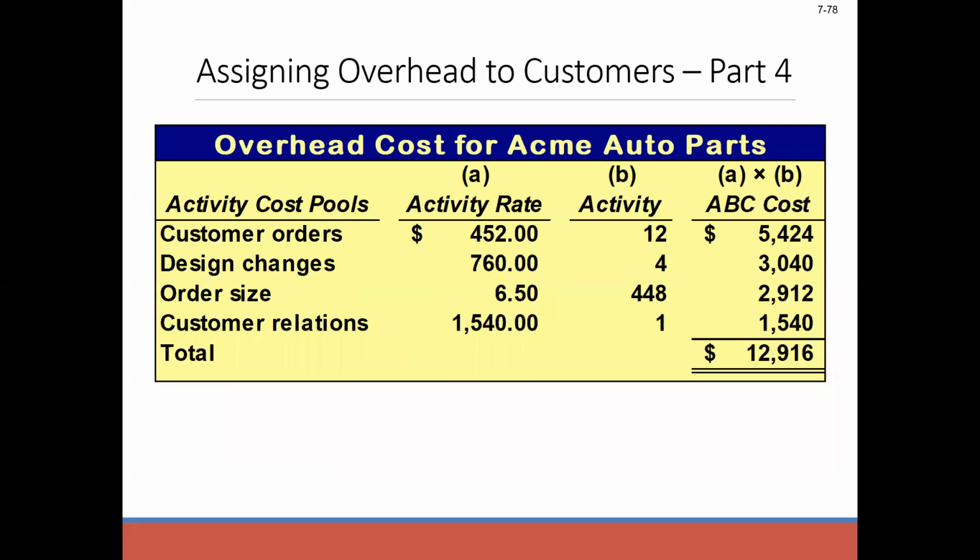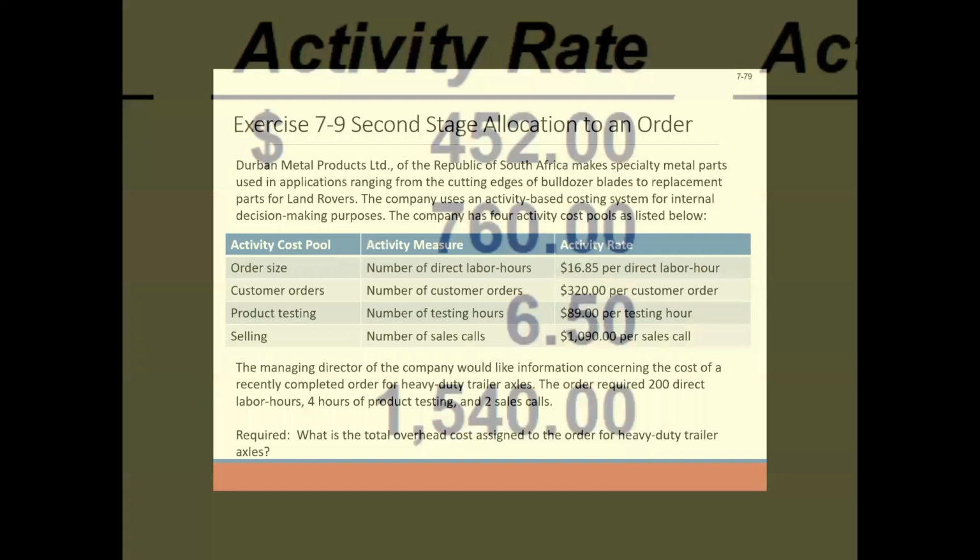So again, we can take the activity rate times the activity to come up with our cost regarding customer orders, design changes, the order size, and the customer relations. This is the cost associated just with one customer, Acme Auto Parts.